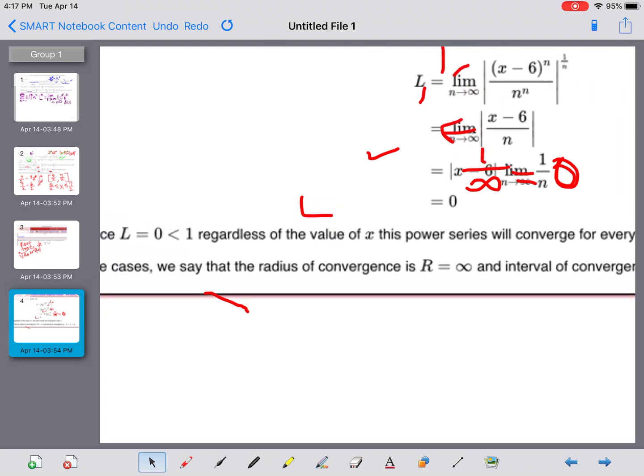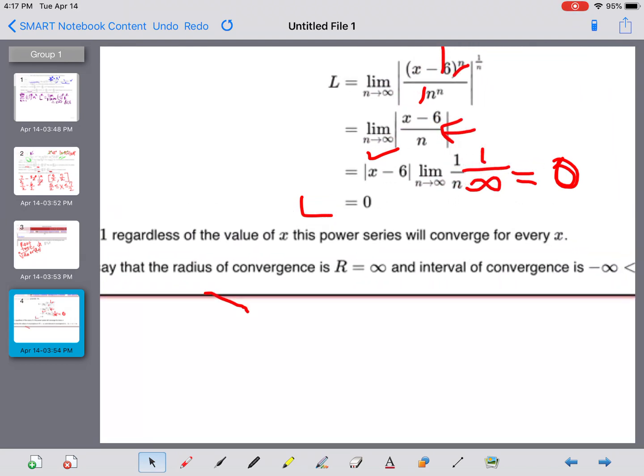Now, according to the root test, if your limit is less than 1, then it converges. Well, here, what this means is that we no longer have an x, so this converges absolutely for every x. So no matter where we are on the number line, it converges everywhere on the number line in the series.